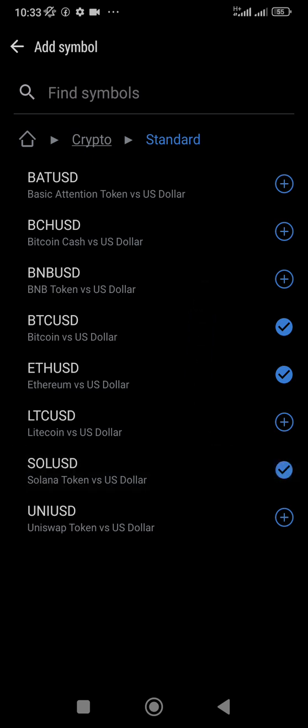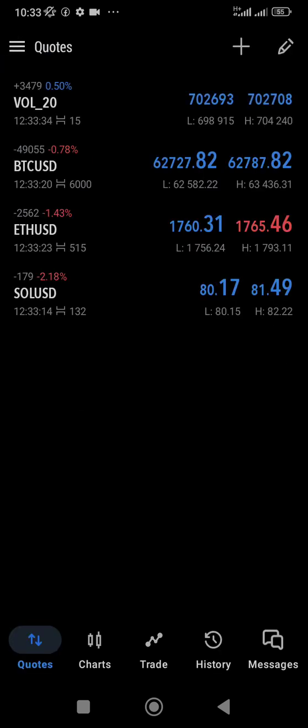When we have done this, we can see this blue indication that it is added already. So what we are going to do is click the add symbol, which is this very one, and go back to where we started.